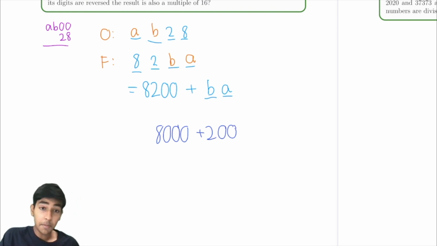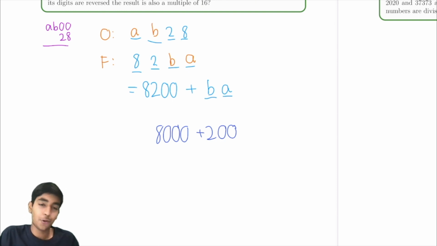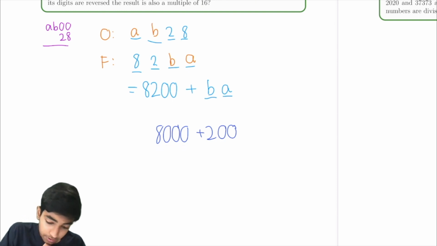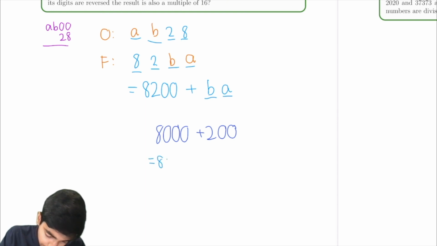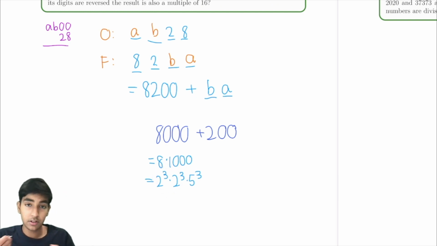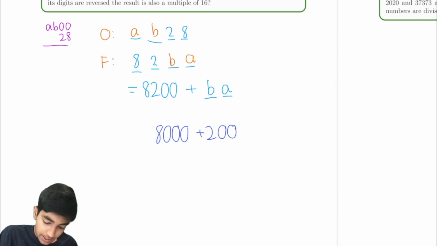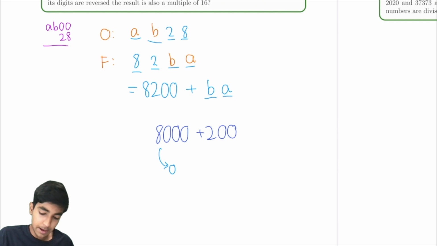Now, remember, for a number to be divisible by 16, the last 4 digits have to be divisible by 16, which is, there's only 4 digits here. But you can notice how this is 8 times 1000. 8 is 2 cubed. 1000 is 2 cubed times 5 cubed. So this is divisible by 16 because it has more than 4 factors of 2, or has 6 factors of 2 in fact. So this leaves a remainder of 0 when divided by 16.